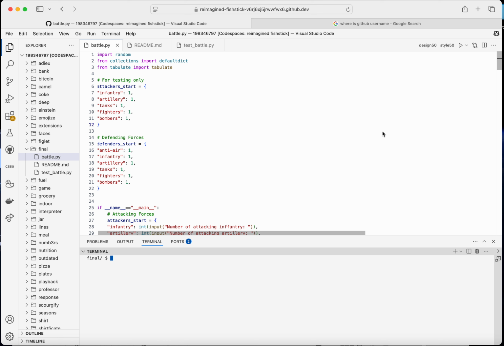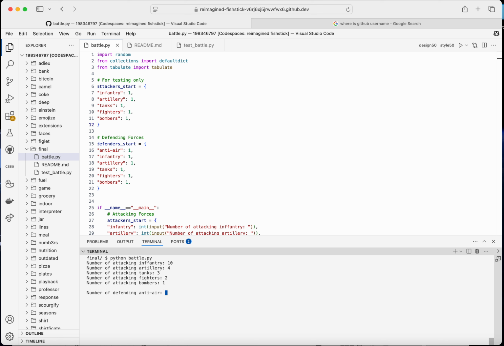And this code is designed to give you some predictions on the outcome of the battle and how much money you may or may not lose, or how much money you may remove from the opponent that you're actually trying to attack. So we'll go ahead and run the code here. Basically, it's going to ask you for how many attacking of each unit there are and how many defending of each unit there are. So we'll just plug in some values to see what it spits out.